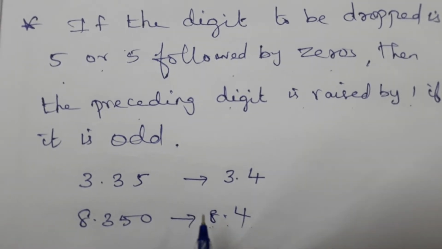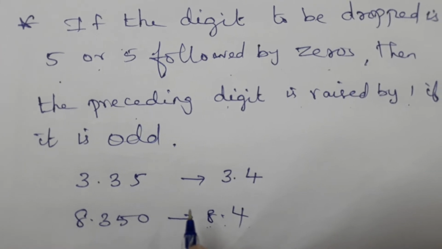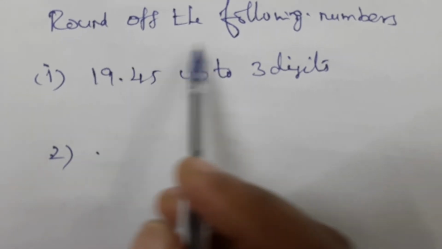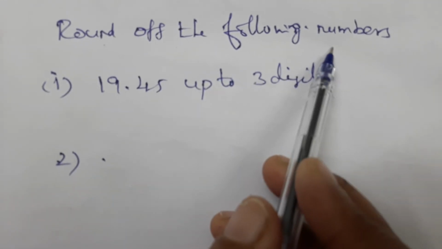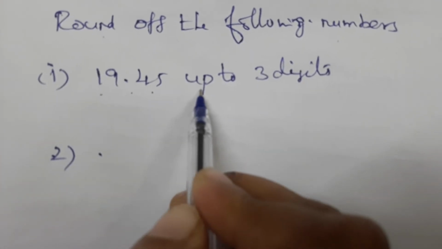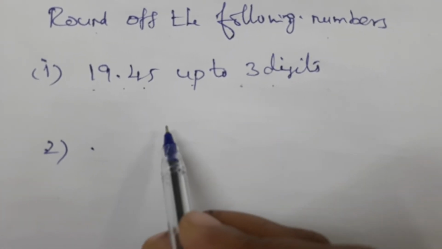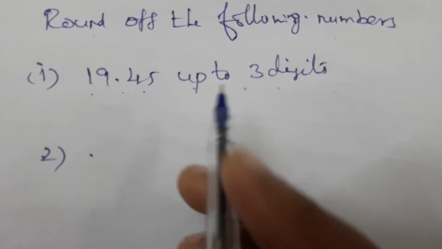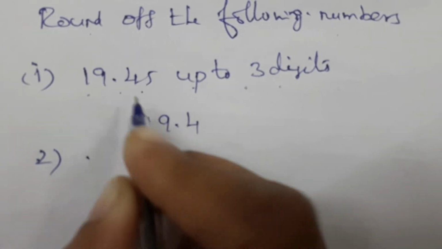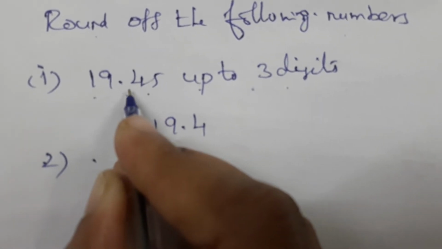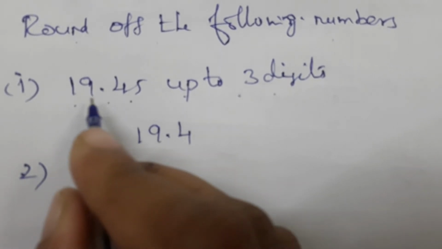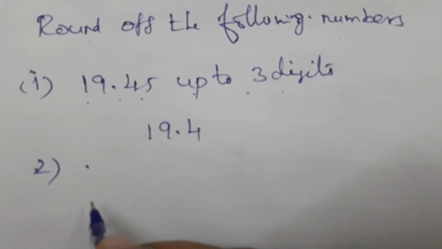I think you understood the rules for rounding off. Try these questions. Round off the following numbers. 19.45 up to 3 digits. How can we write? 19.4. Here it is 5. The preceding digit is even, so it should not be increased by 1. So as it is, we can write 19.4.